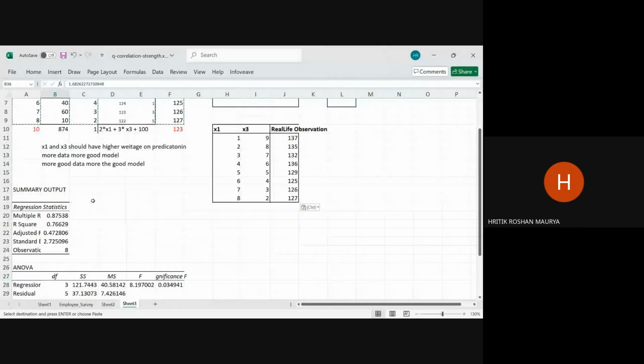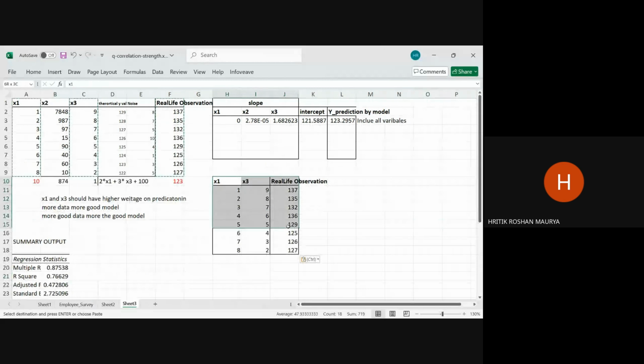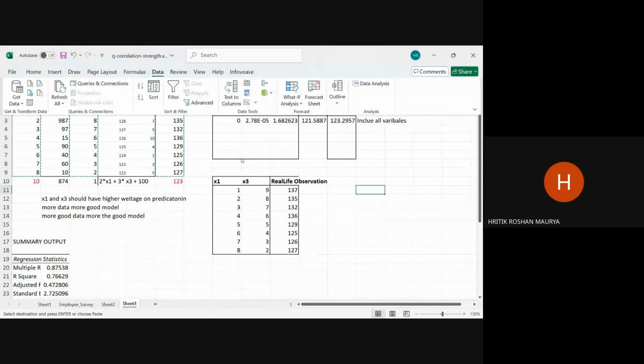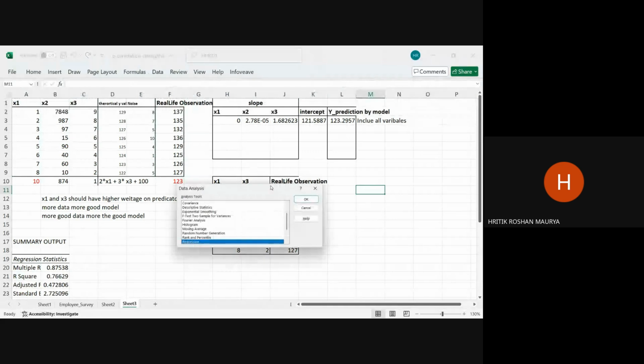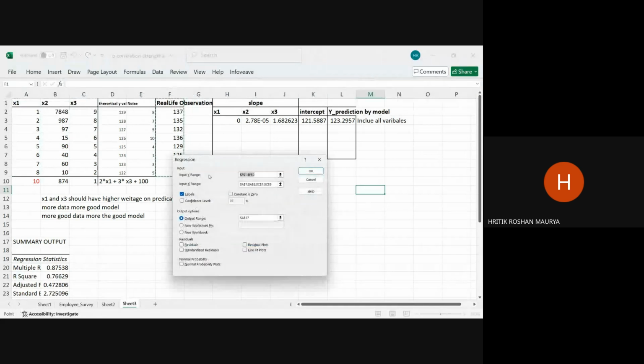All the variables, all the x1, x2, x3. Now I will use only these variables, because most of the data is dependent on x1 and x3 only, and we will compare both the results.